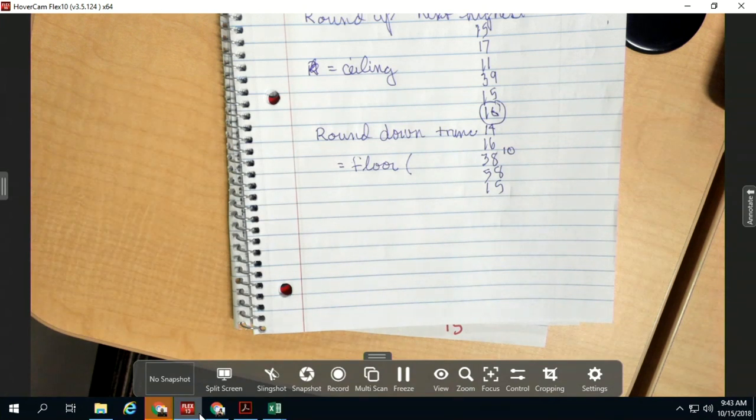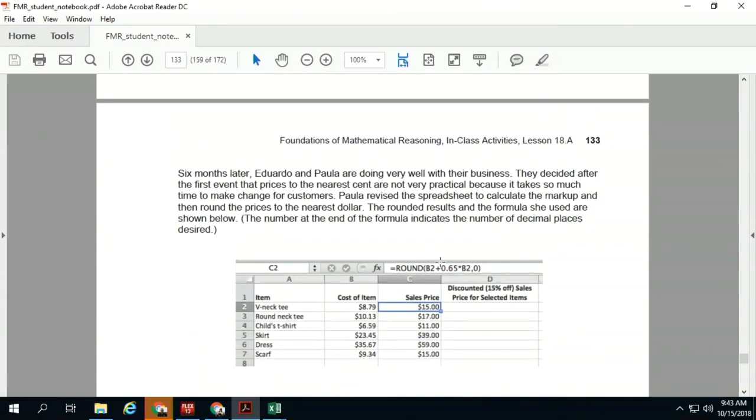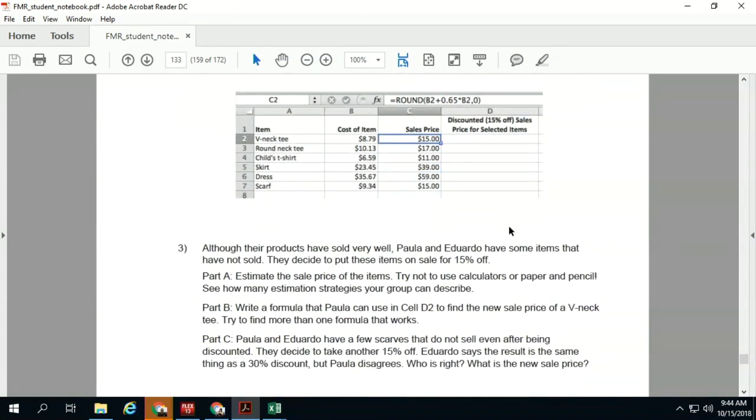Okay. Page 133. You see what they did. 15, 17, 11, 39, 59, 15. Although their products sold very well, Paula and Eduardo have some items that have not sold. They decided to put these items on sale for 15% off. Now they say estimate. I want to skip that for now. I want to go right to part B.